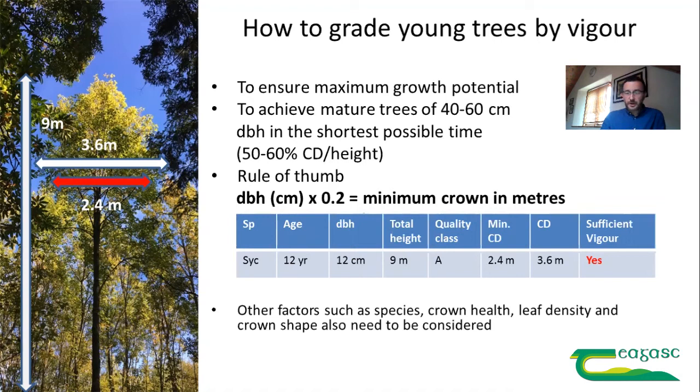Now, how do we know that the crown diameter is 3.6 meters? How do we measure that? A very simple way to do that is to stand at the drip line underneath the edge of the crown and just pace across and roughly measure the crown diameter.